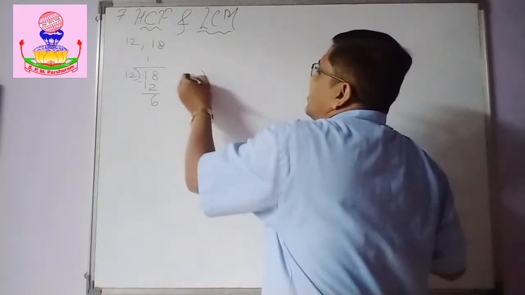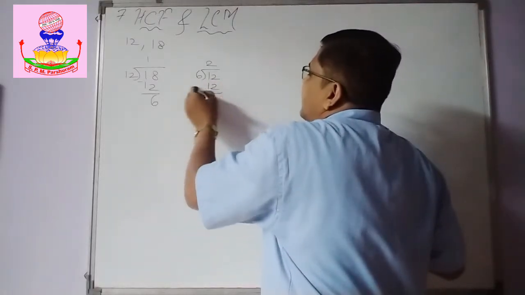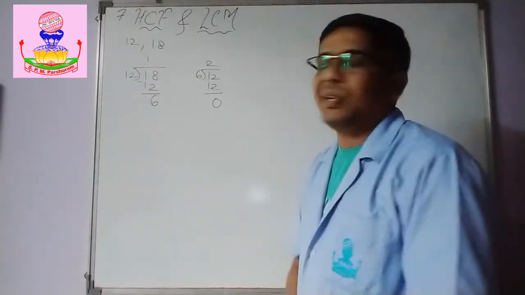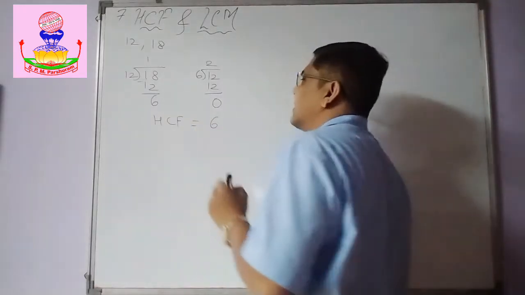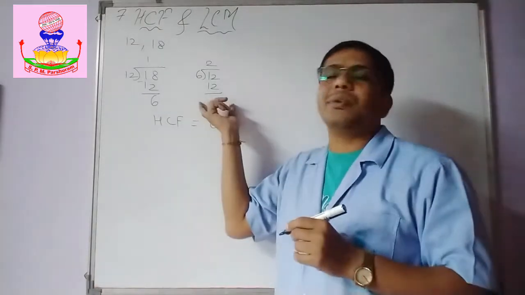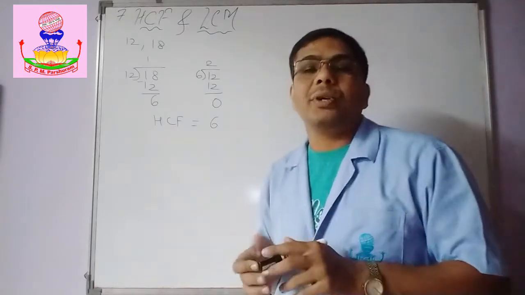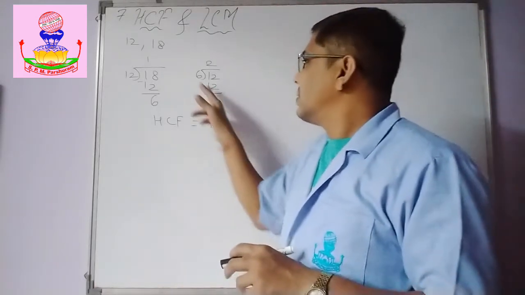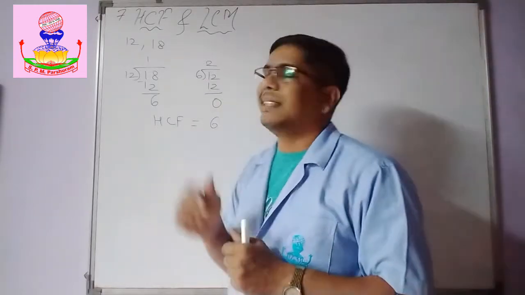Now what you do is, by this remainder, divide the divisor. What is the divisor? 12. So 6 2s are 12. So what is the remainder? 0. So the HCF is 6. You are supposed to continue until you get the remainder 0, and then the divisor where you get 0 becomes the HCF. So here the HCF is 6.